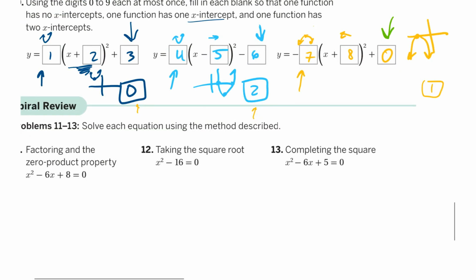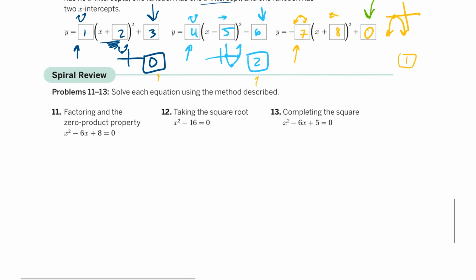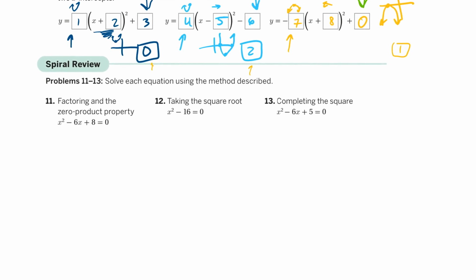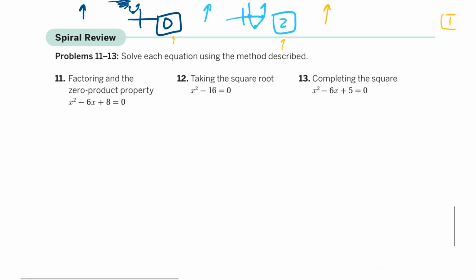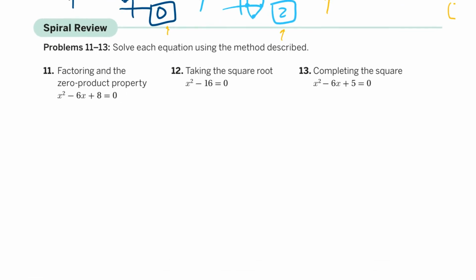All right, let's move on to our spiral review. Problems 11 through 13. We are asked to solve each equation using the method described. So really practicing our solving quadratics here. The first one we're asked to do is to factor and use the zero product property.